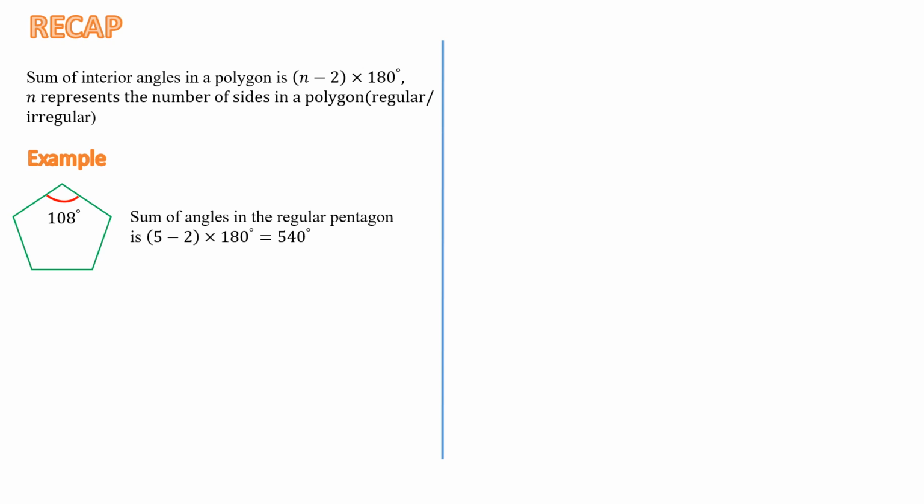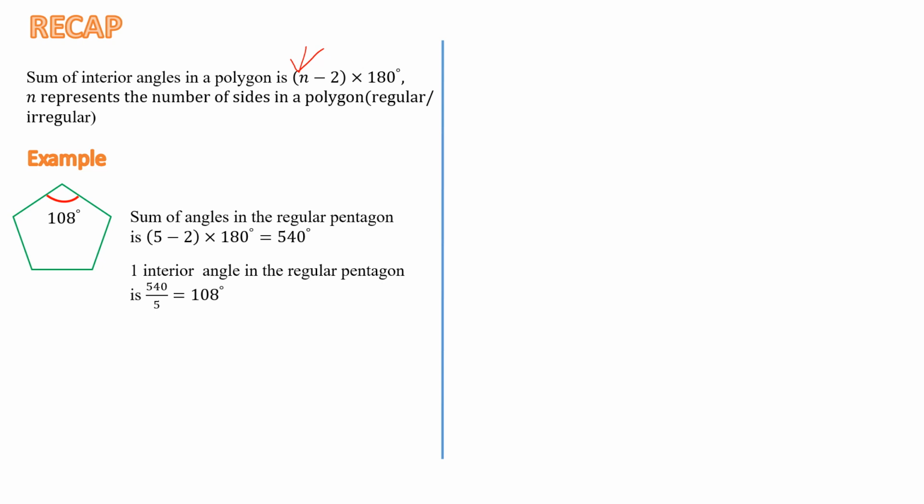For example, in example 1, if you are given a pentagon, a 5-sided figure, you just substitute n to be 5. That will be (5 minus 2) times 180. If you use a calculator to work this out, it will be 540. Basically it's just substituting the number of sides into the variable n.